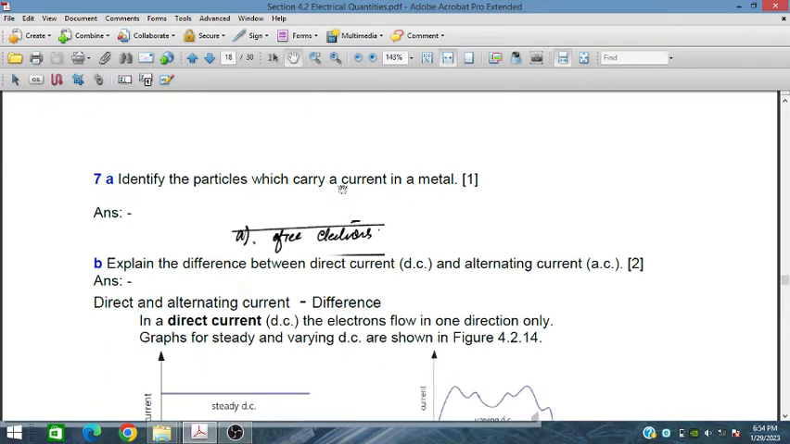Identify the particle which carries a current in a metal. Free electrons. The free electron is the particle which carries the current in a metal.